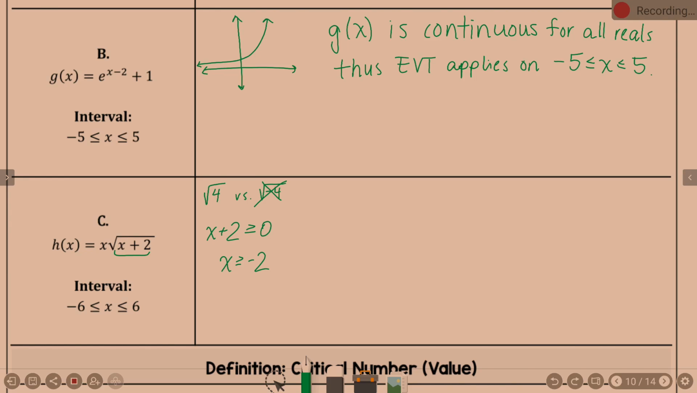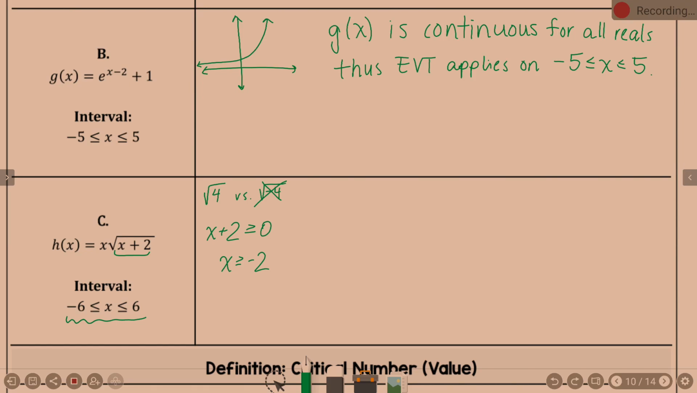So EVT does not apply because of negative 6 to 6. It's fine from negative 2 to 6. If this interval was different again, from negative 2 to 6, we're good. But it's that negative 6 to negative 2.01 type area that doesn't work. Okay, so you guys remember denominators. Square roots is the other thing. Whatever's under a square root has to be positive.